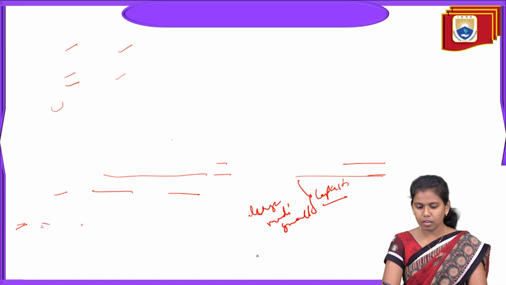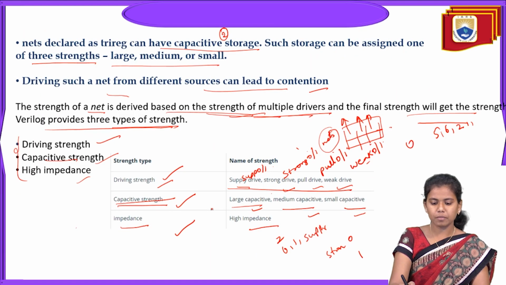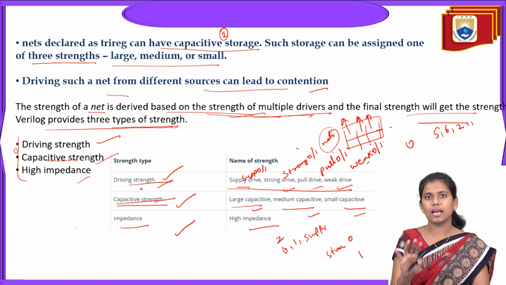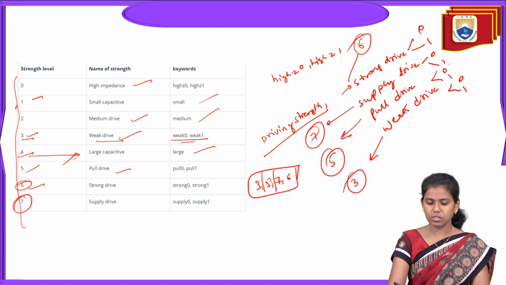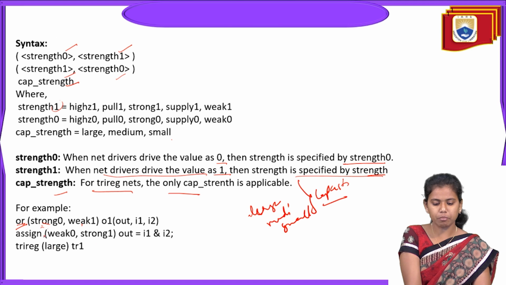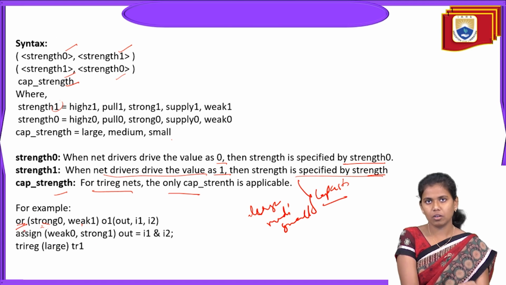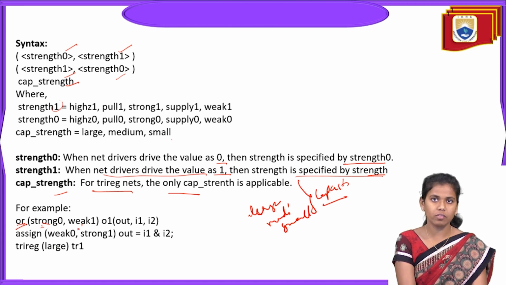We can see these are nothing but the driving strengths. The driving strengths have four driving elements: supply, strong, pull and weak. So here in this particular example, "or" is the gate that we are using, and the strength level is the driving strength. We see here the driving strength, strong 0 and weak 1.